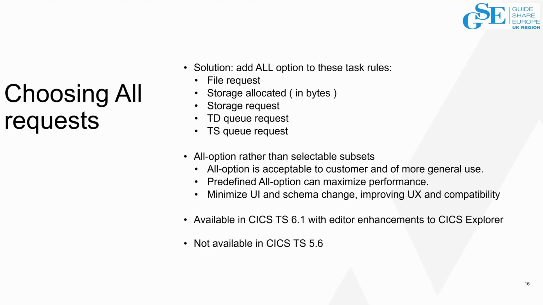So we've added an all option to the following task rules, the one I've just shown you for file requests. It also applies to TS requests, TD requests, storage requests, and storage allocated requests in bytes, because those particular ones you can actually pick and choose what type of storage. So now you have the ability to say all types of storage, for example. So that was a pretty simple one to do. At the time, we weren't necessarily convinced how pervasive these changes were going to be. So we took the decision that this one was just going to be in 6.1. We haven't backported it.